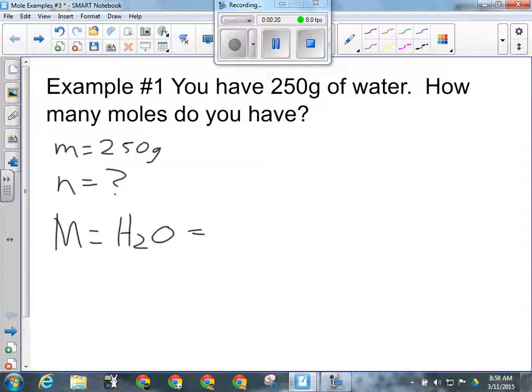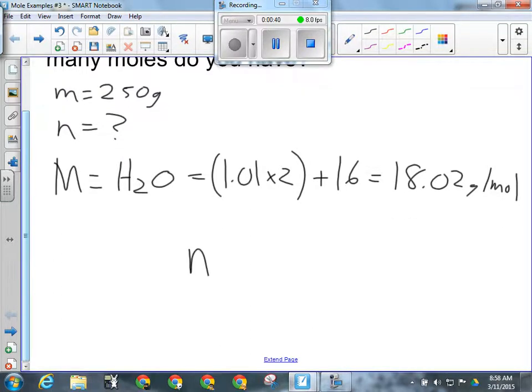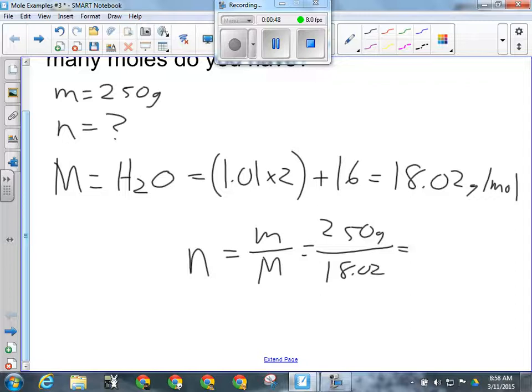So that's going to be 1.01 times 2, because there's 2 hydrogens, plus 16, the 1 oxygen, and that's going to give us 18.02 grams per mole as a molar mass. Okay, now I need to find n. Do I need to change anything about the equation? Nope, because the mole equation is already set up to find n. n equals little m over big M, our 250 grams divided by 18.02.